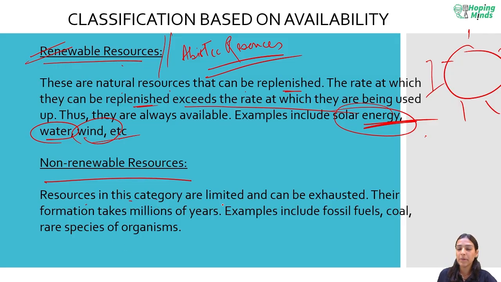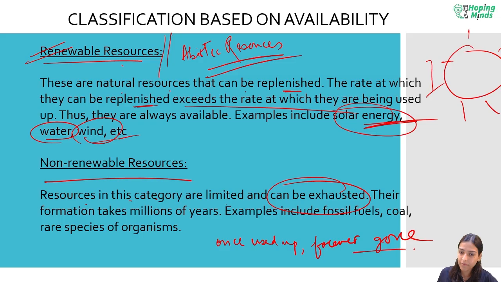Coming to non-renewable resources. Resources in this category are non-renewable and can be exhausted. Which means once used up, forever gone. Fossil fuels, coal, rare species of organisms, mostly biotic resources.